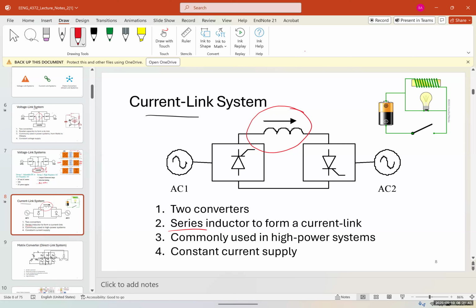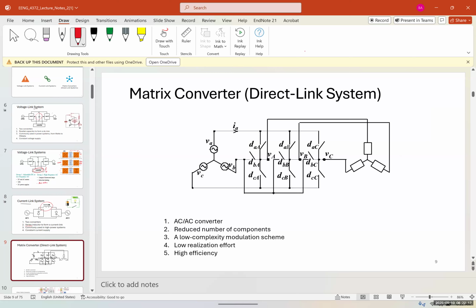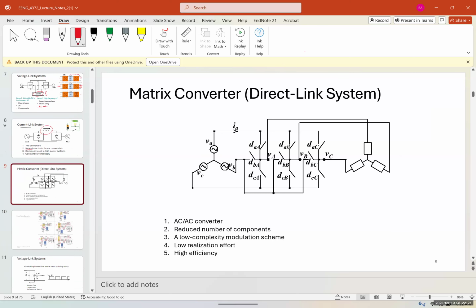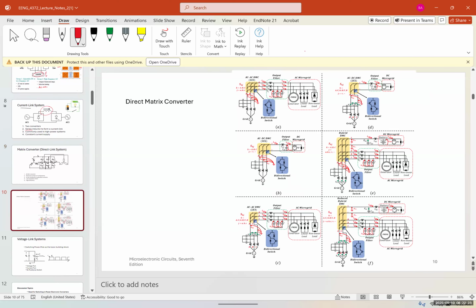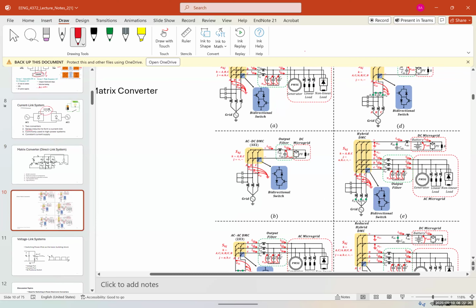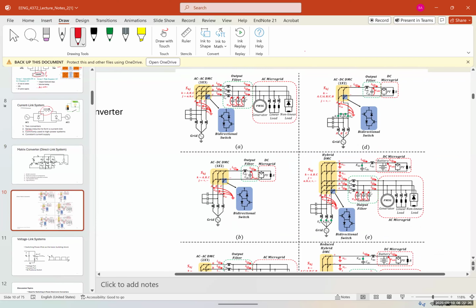And then we have a matrix converter or the direct link system. They are using AC to AC converters. They have reduced number of components, a low complexity modulation scheme, and they have low realization effort and high efficiency. And we have different types of direct link systems as well. I have added these pictures so you can see.